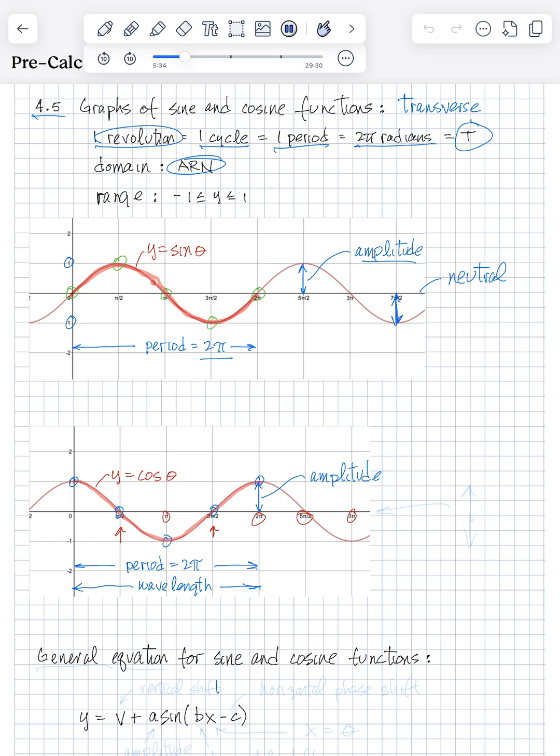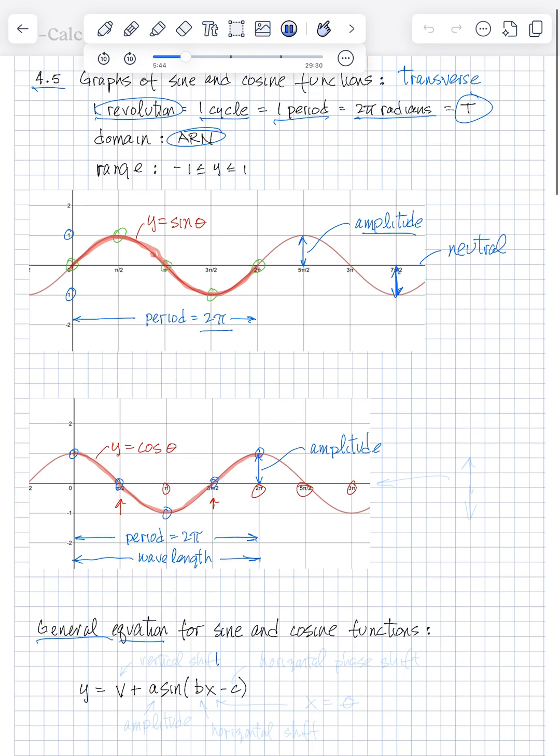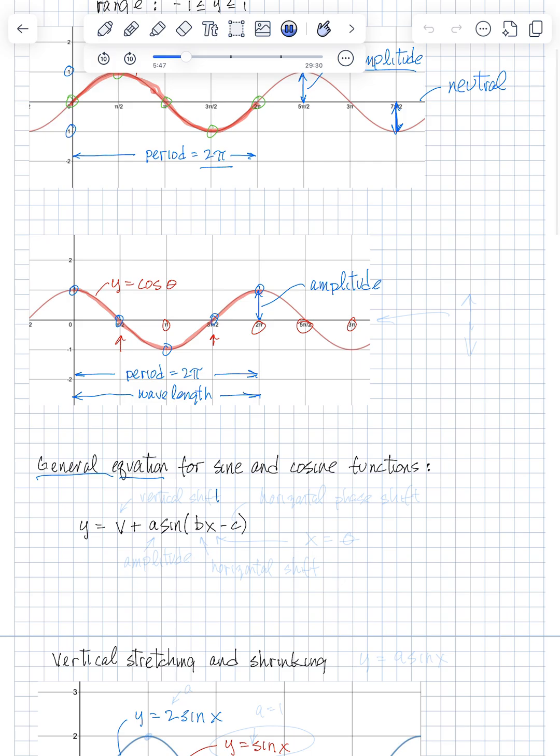Okay, now before we look at more stretching and shrinking of these curves, let's look at the general equation for sine and cosine functions. So it's y is equal to v plus a sine of bx minus c. So this v is the vertical shift. And what we do, we shift it from the neutral point, which is right here. We're either going to shift it up or shift it down depending on what the value of v is. Most of the time it's going to be 0, and so we won't even have it.